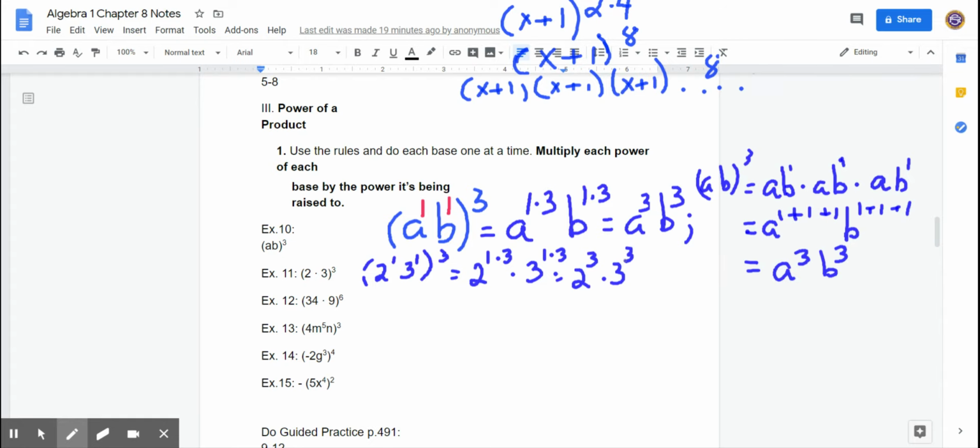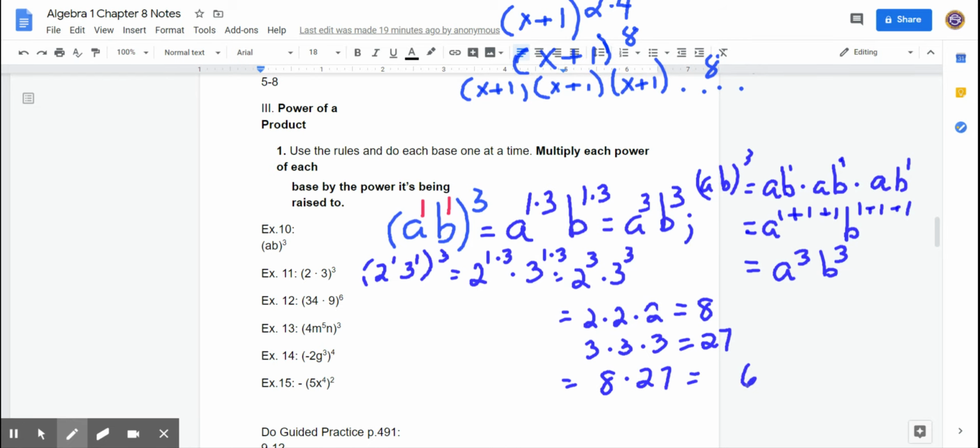If we did that out, that would mean 2 times 2 times 2, which is 8. 3 times 3 times 3, which is 27. And then it would mean 8 times 27, which is 216. So your answer to this problem, if I asked you to simplify it, would be 216.